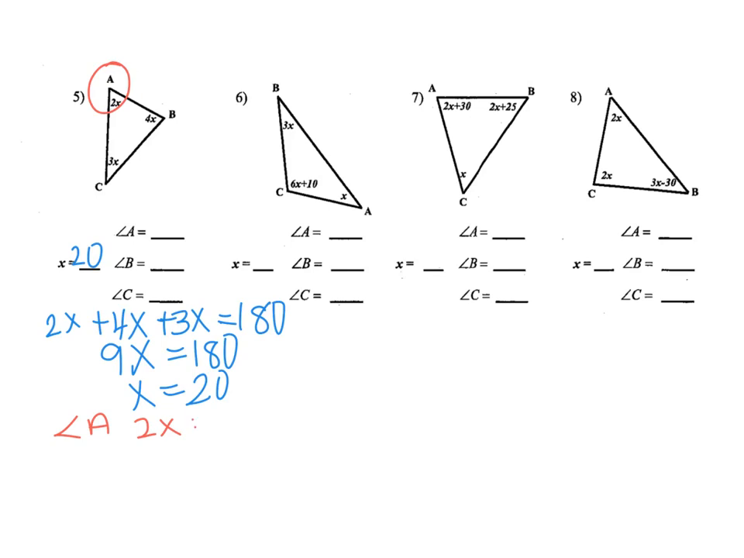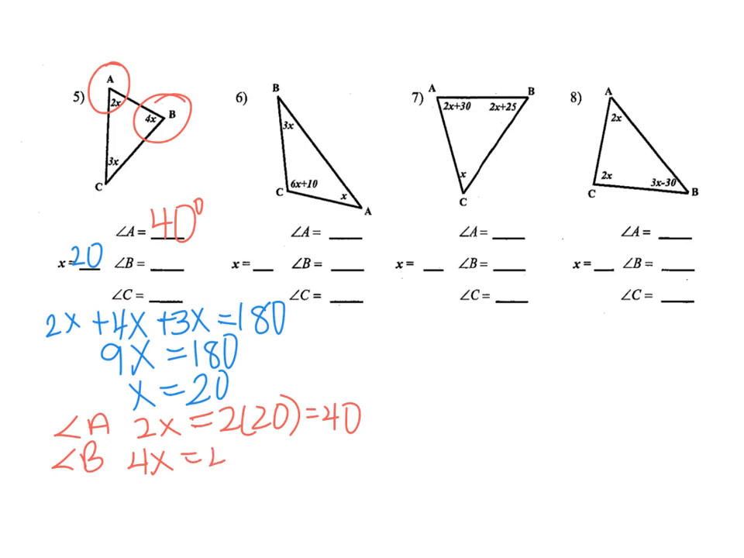So I'm going to say 2 times 20, and 2 times 20 is going to give me a measurement of 40. So angle A is 40 degrees. All right, angle B has a measurement of 4x. So I'm going to replace the x with 20 again. So I'm going to say 4 times 20, which gives me a measurement of 80. So angle B is 80 degrees.